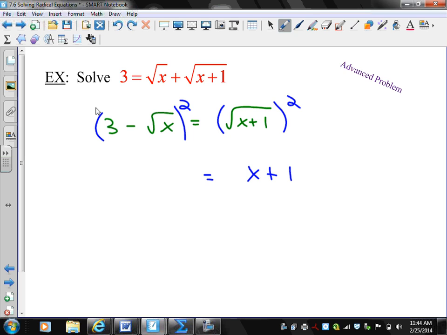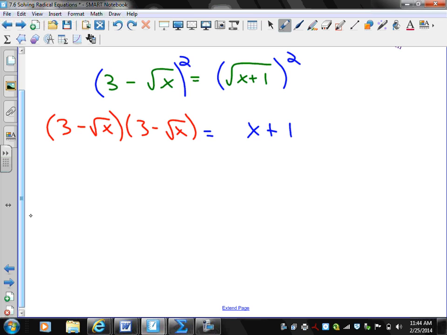So when we do that, I'm actually going to do this out the long way. 3 minus the square root of x times 3 minus the square root of x. And I'm going to get 9 minus 3 square roots of x minus another 3 square roots of x. So that's minus 6 square roots of x. And I'm going to get a plus x.